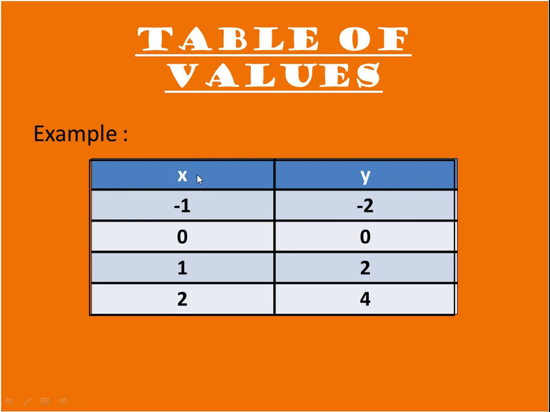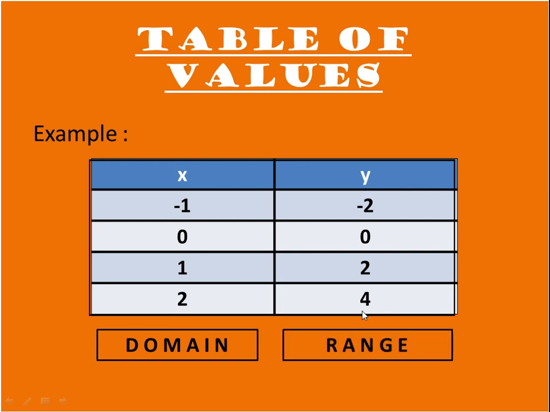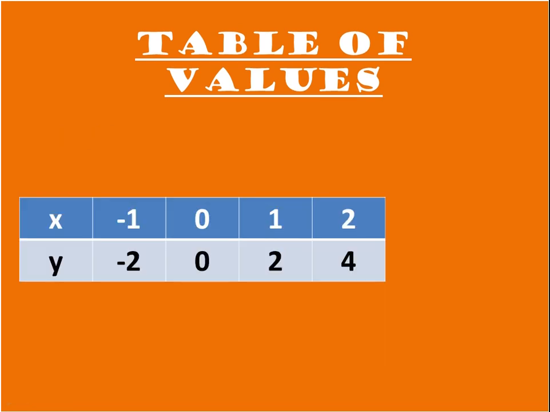So, on this side, we call this domain kasi ito yung set of all first elements or X values. So, ito naman, if we have the collection of all the Y values, we call this the range. So, ganito yung isang posibleng itsura ng table of values. In some books, ganito ang itsura niya.